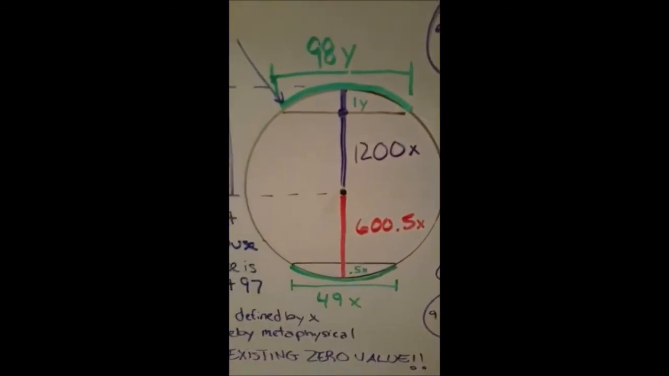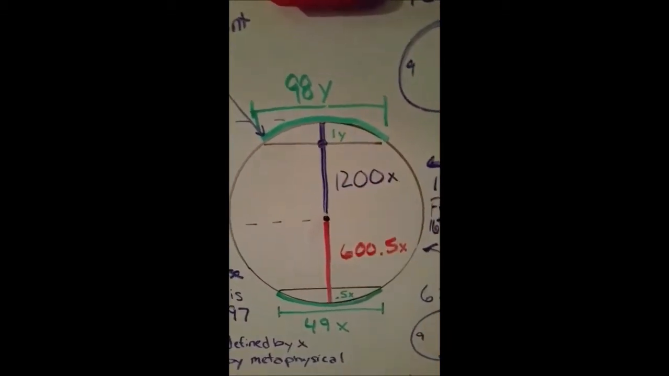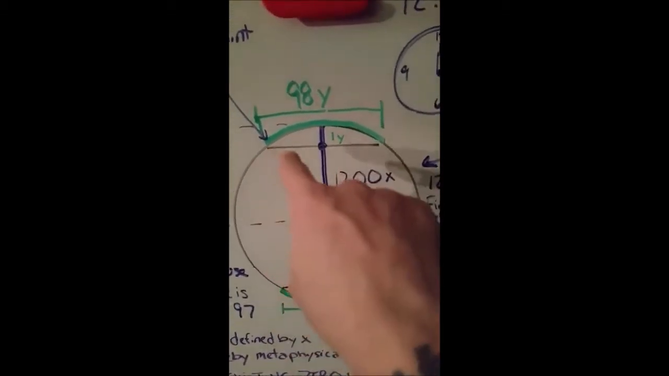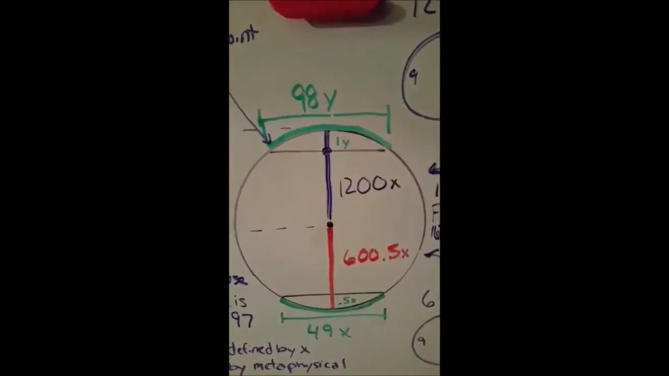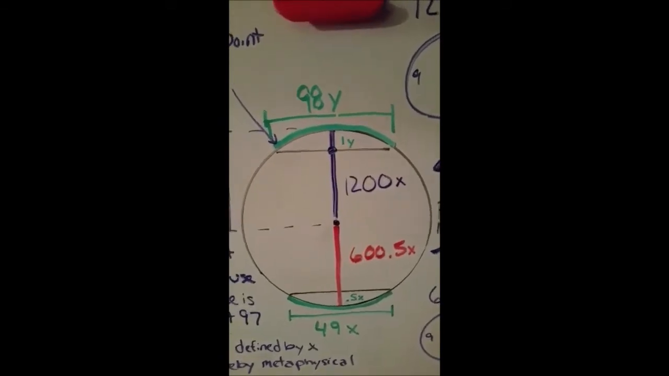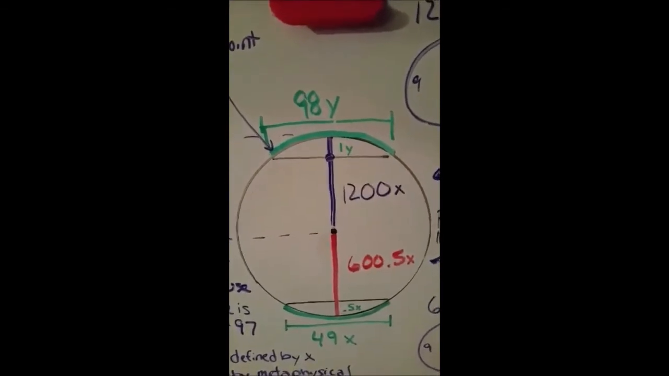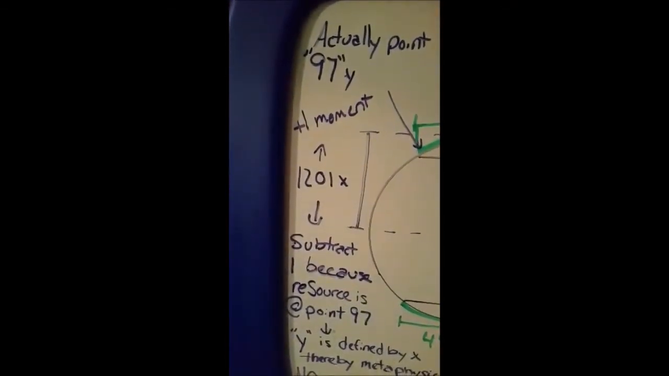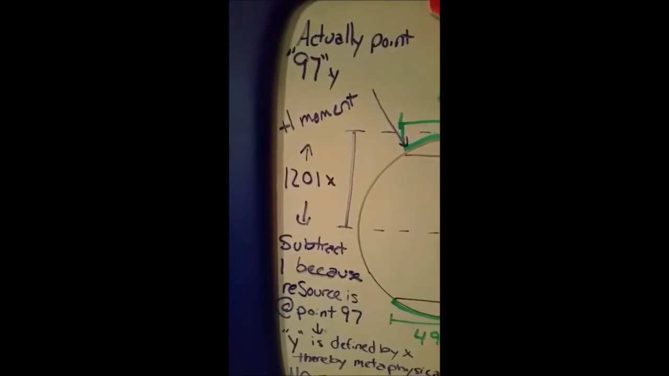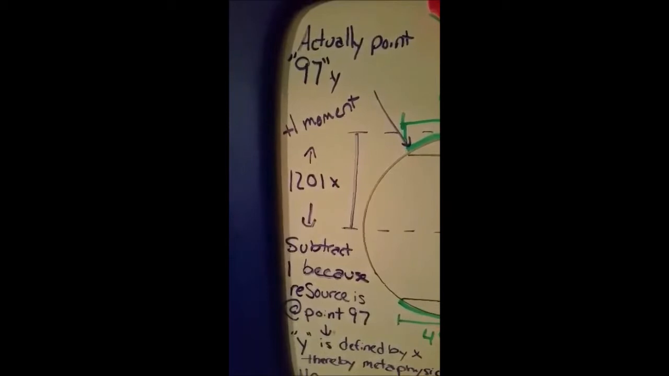So when we look at this entire curve based on the unit of measure of y, we find that there are in fact 98y, the distance of the laser, which is going to represent the width of the segment. And in turn, if we're using the measurement unit of y, we also have to account for that here. So we allow that to be 1y for the height of the curve. And what we result in is a radius of 1201x.